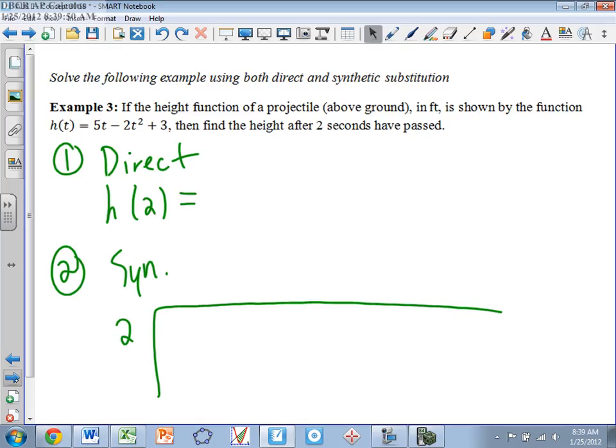Use direct first. Just do h of 2, use your table, or just type it in, or do it in your head. You could probably do this one in your head.